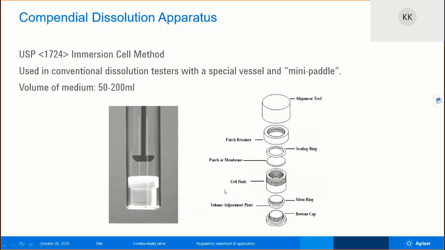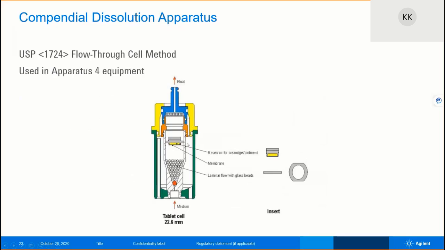What we do have, and what customers, what we get more questions for, is the immersion cell method that is used with a special vessel that you can see here on the picture and a mini paddle sitting on top of it. So this is really for your creams and ointments, right? And you have then a definitive surface over which your formulation will release the drug, right? And you work with a membrane in between. It all has a definitive size there. So what else is there? It's a flow-through method. I mentioned that already.